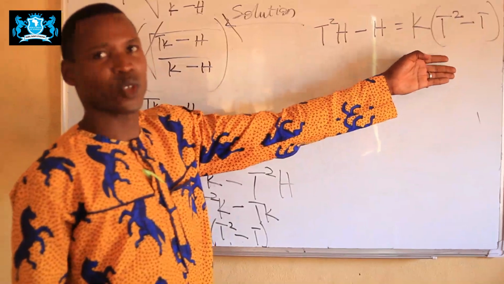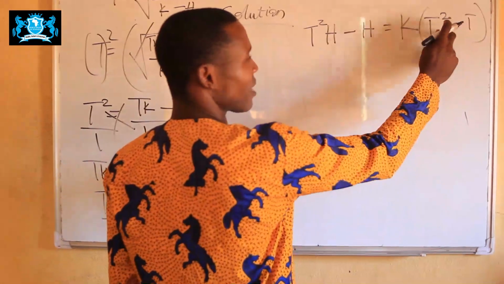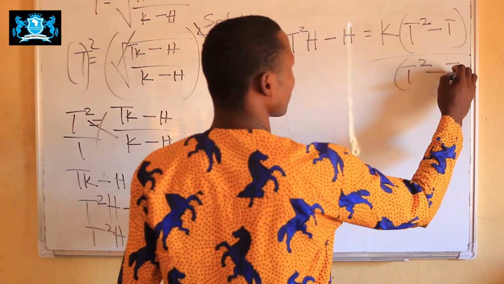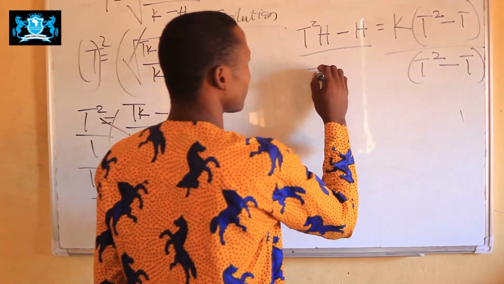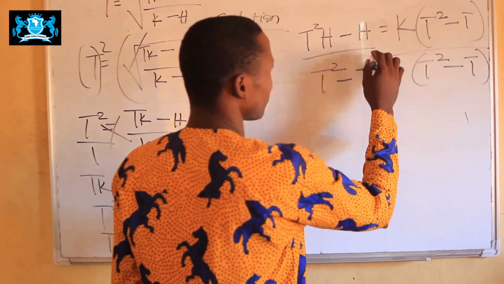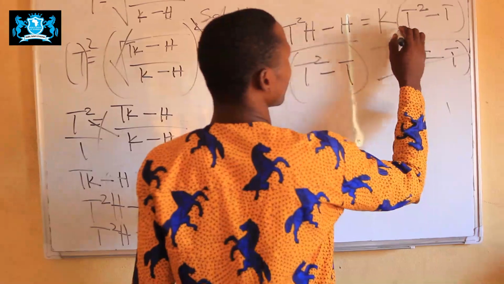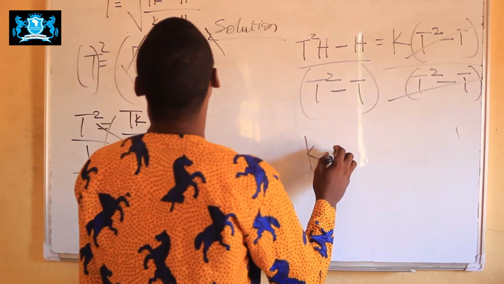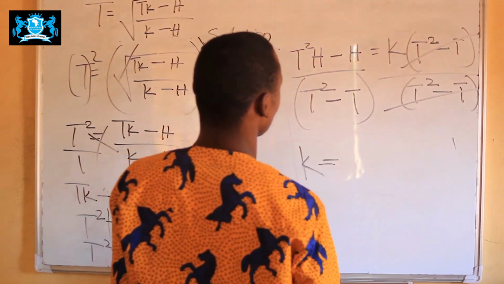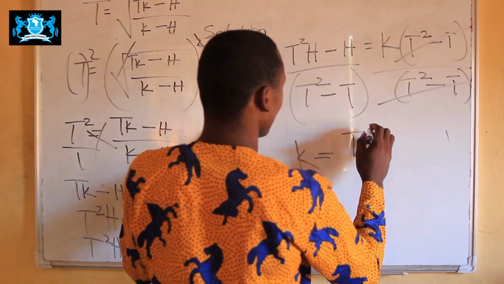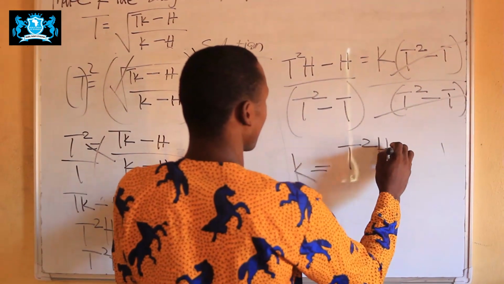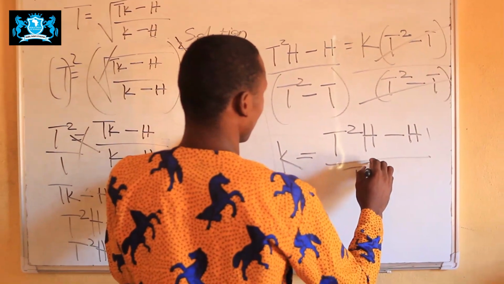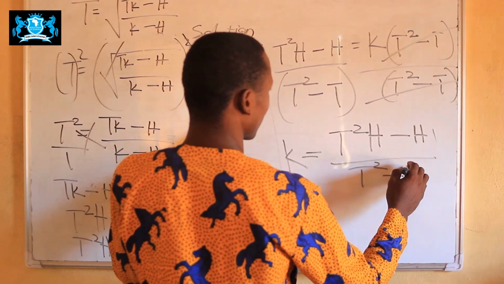What do we now do to K to be alone? We simply divide both sides by this bracket. Divide by T squared minus T. Divide by T squared minus T. Cancel, cancel. K is now alone. Therefore, K will give us T squared H minus H all over T squared minus T.